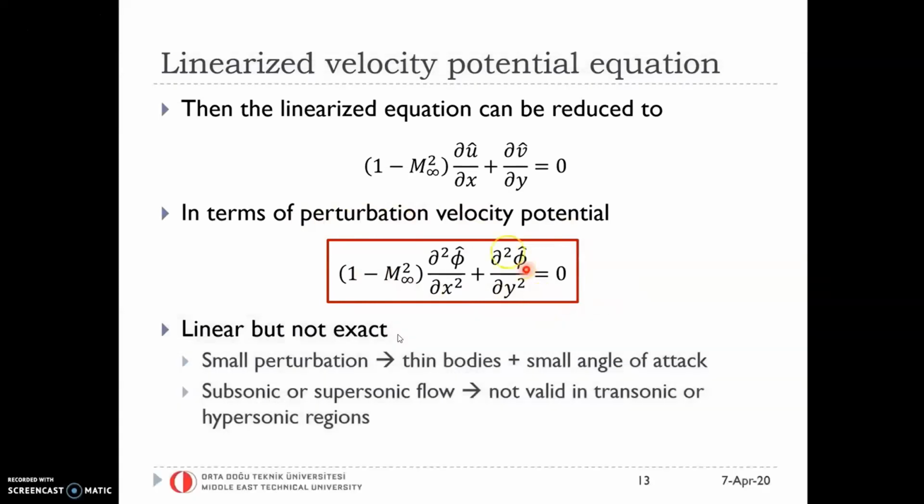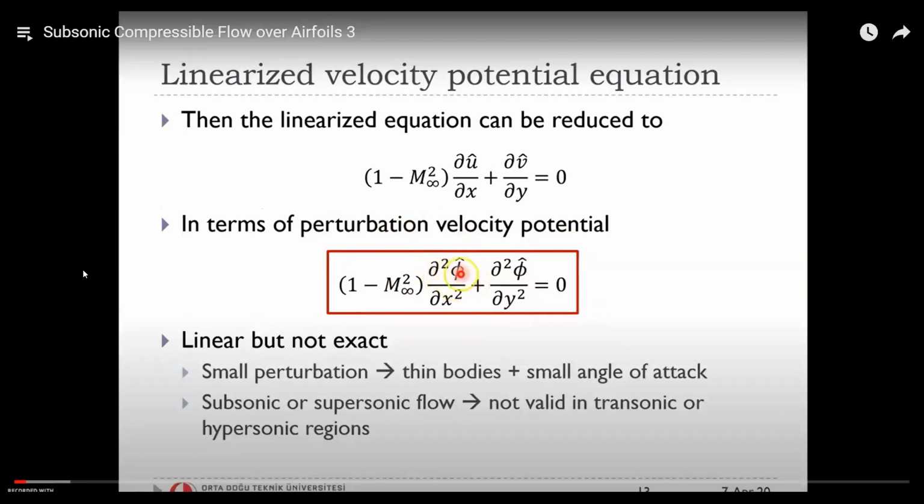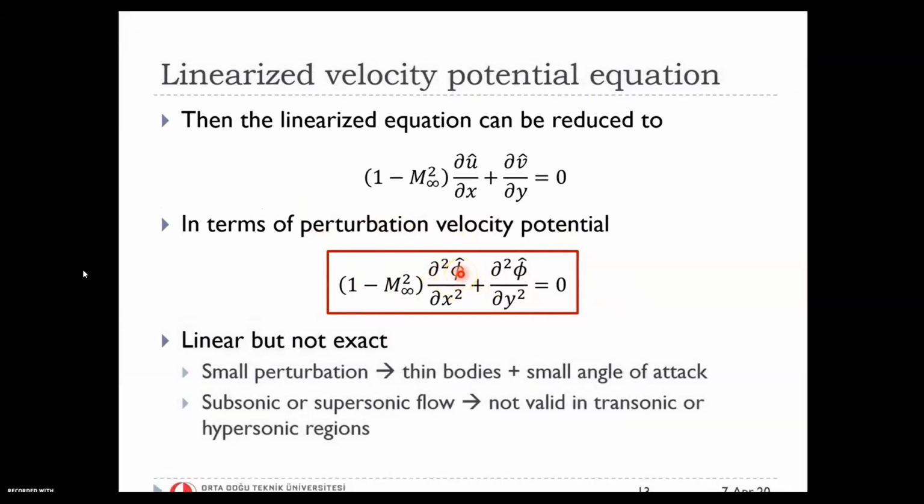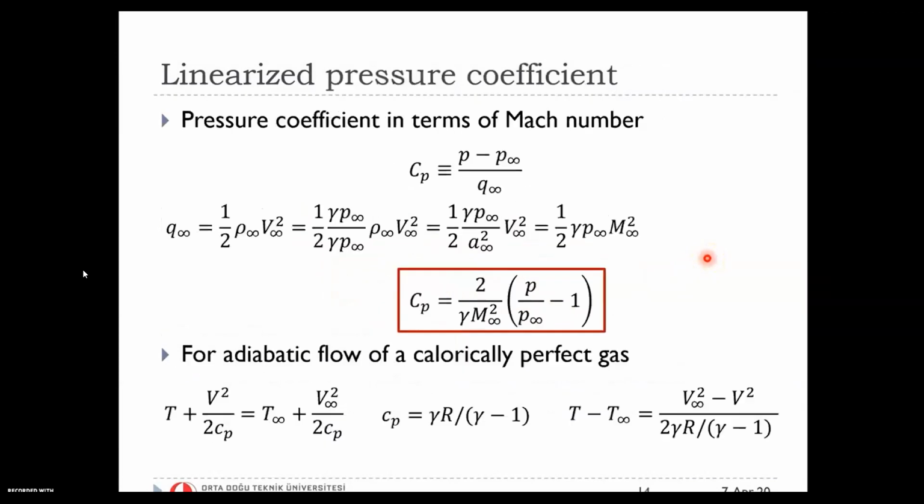With one dependent variable, that's phi hat, the perturbation velocity potential. Of course, this is not an exact equation. It's only valid for small perturbations, which means slender bodies at small angles of attack, and it's only valid in subsonic and supersonic flows. It's not valid in transonic and hypersonic regimes.